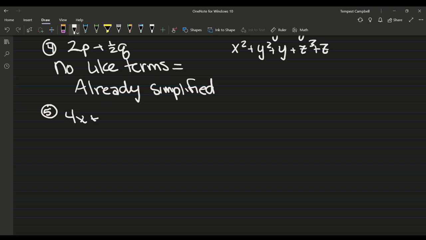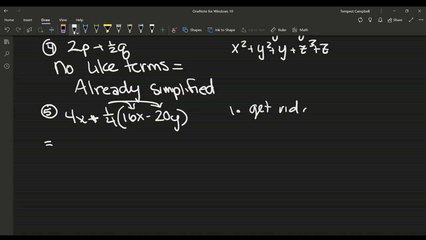Okay, we have 4x plus 1/4 times the quantity, 16x minus 20y. All right, so first thing we need to do, order of operations, let's think about this. We're going to distribute because we're trying to simplify. So first thing we want to do is get rid of these parentheses. So think of this as our first step, get rid of our grouping symbols. And we'll talk about this more as we get into more complicated problems, but the idea is we're getting rid of our grouping symbols first. So our first step is always to distribute.